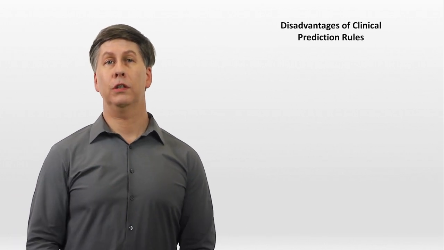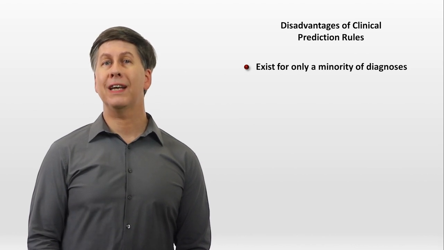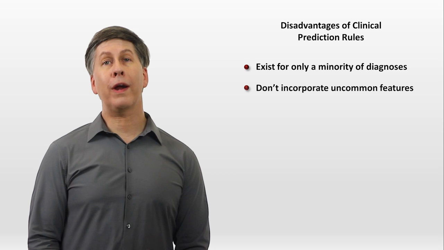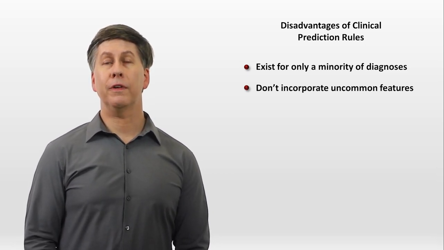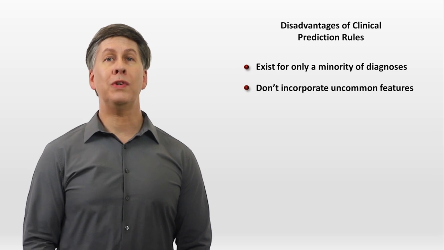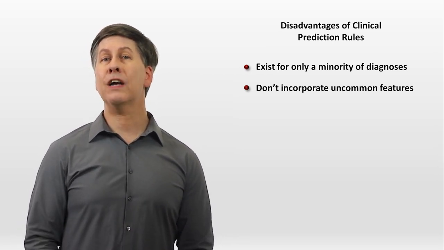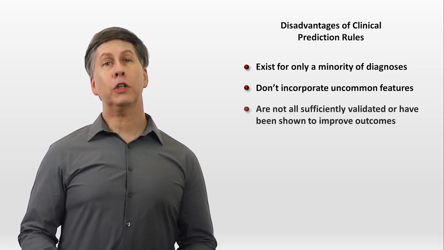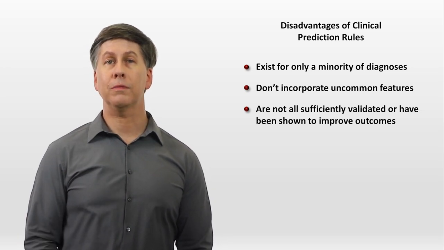However, they also have some significant disadvantages. For one, they exist for only a minority of diagnoses and clinical situations. They don't incorporate uncommon features of the diagnosis, even if strongly predictive. For example, the Wells score would not account for a patient's known hereditary thrombophilia or antiphospholipid antibody syndrome. Not all prediction rules are sufficiently validated or have been shown to improve outcomes.